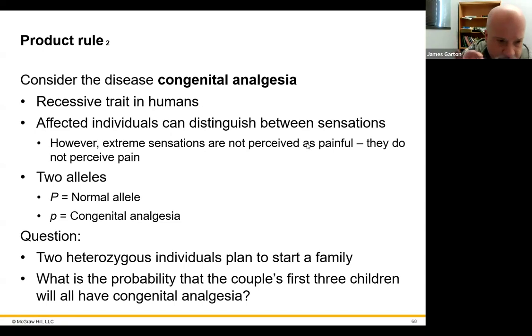And so I'm going to apologize for the alleles they have assigned to congenital analgesia. It's a recessive trait. Capital P is the normal allele, and lowercase p is the recessive. And so you have a question: two heterozygous individuals for congenital analgesia plan to start a family. What is the probability that the couple's first three children will all have congenital analgesia?